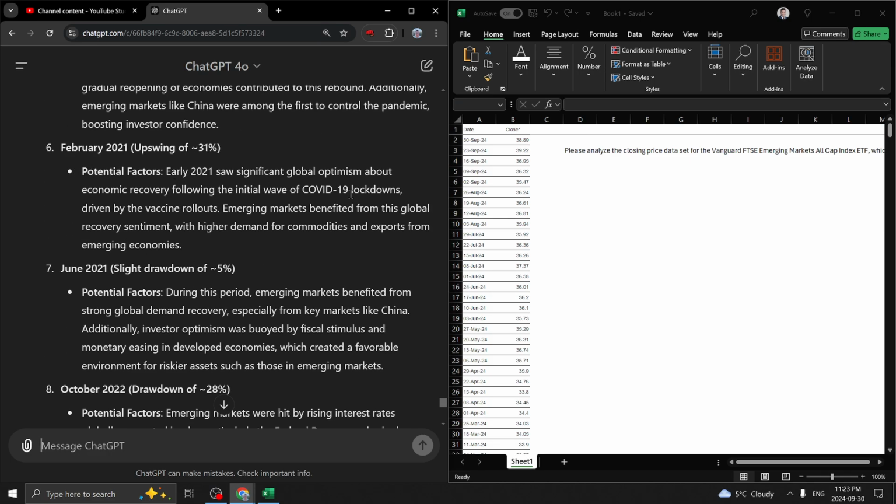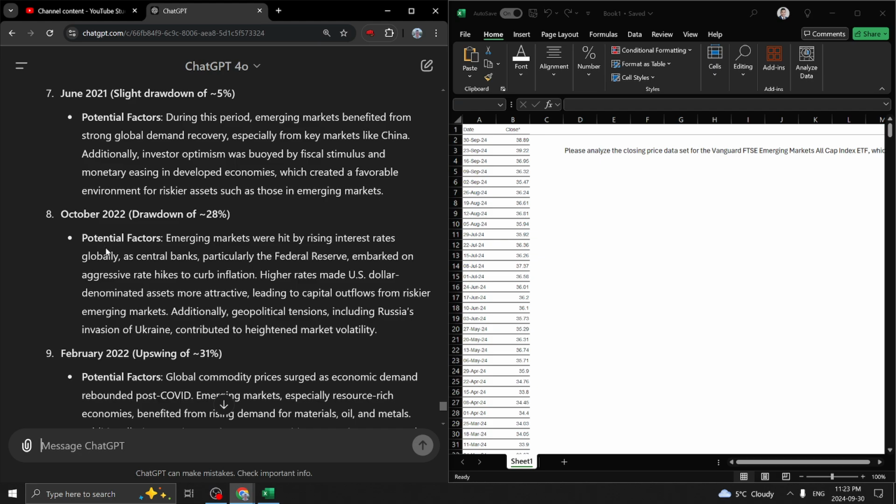2021 upswing 31%. Global recovery sentiment, slight drawdown 5%. October 2022, drawdown of 28%. Emerging markets were hit by rising interest rates globally as central banks, particularly the Fed, embarked on aggressive rate hikes to curb inflation. Higher rates made US dollar denominated assets more attractive, leading to capital outflows from riskier assets.